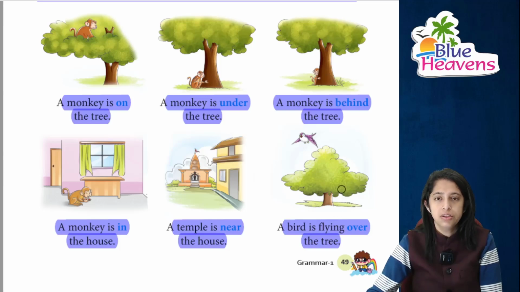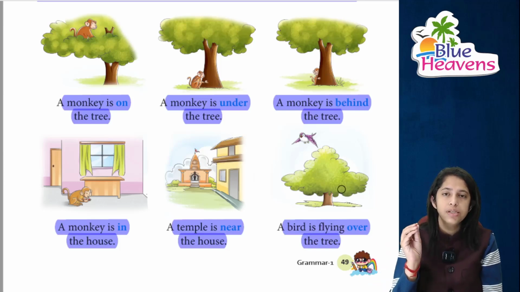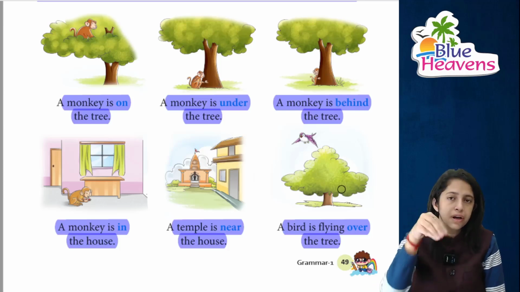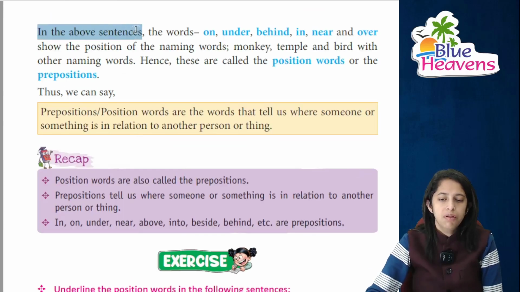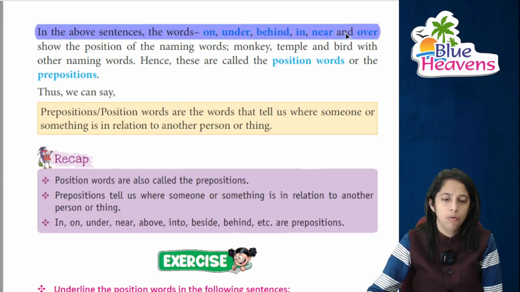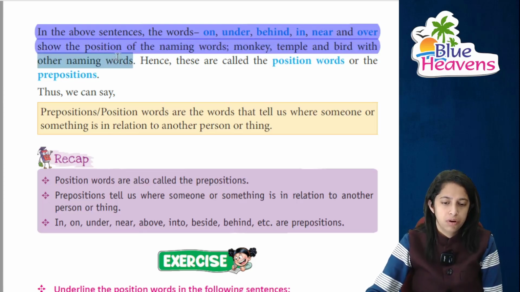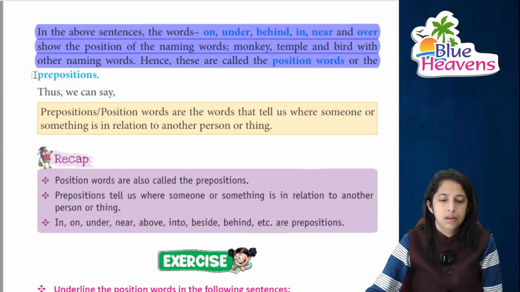A bird is flying over the tree. Tree के ऊपर. देखिए over का मतलब होता है जब आप किसी चीज को ऐसे फेंक कर उसके ऊपर रख देते हैं, तो वो जो डिस्टेंस कवर होता है ना, वो जंप करके, उसको कहते हैं हम over, right? Now in the above sentences में जो words हैं on, under, behind, in, near and over, ये सब क्या दिखाते हैं? This shows the position of the naming words. Naming words मतलब nouns की position दिखाते हैं. कहाँ पे? जैसे कि monkey, temple, bird with the other naming words, right? And hence these are known as position words, or you can say the preposition.